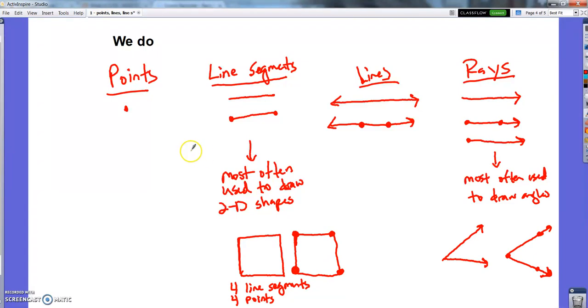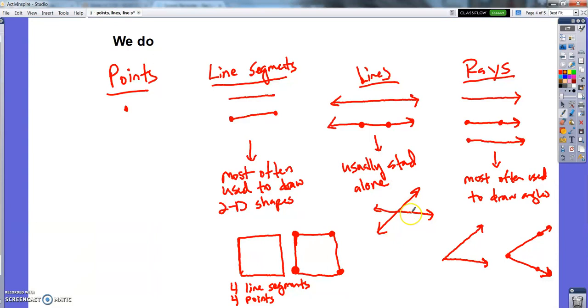Lines we don't really use to draw anything. Lines are usually stand alone in our study of geometry. But like I said before, it's possible to draw an angle with two lines. You could do that. And you actually end up with 4 different angles, right? You end up with one there. You end up with one there. We could measure all 4 of these angles. But most of the time we don't do that. Most of the time lines are just out there by themselves.